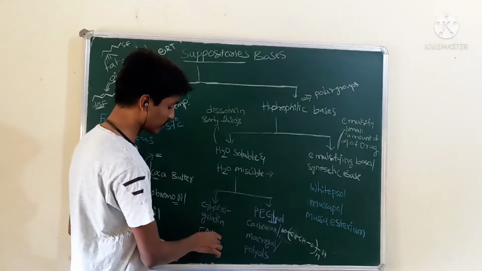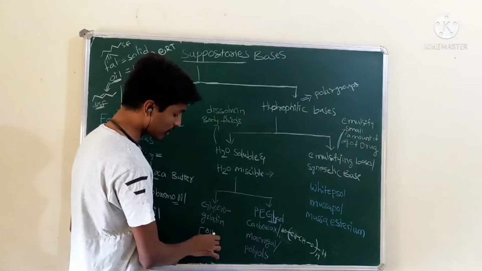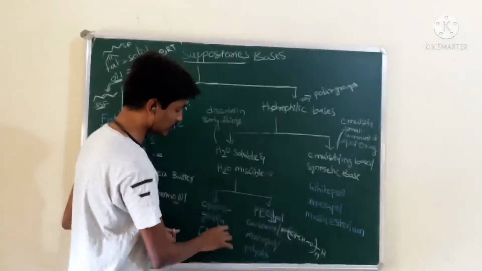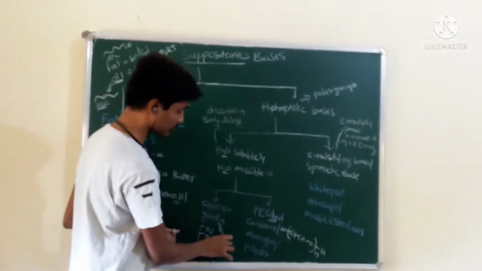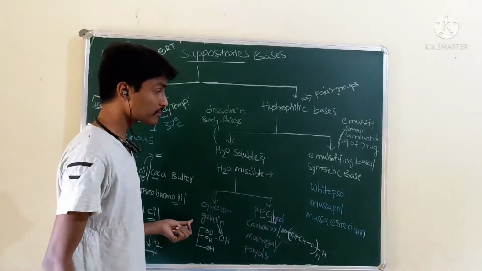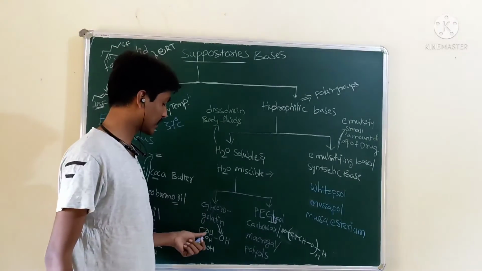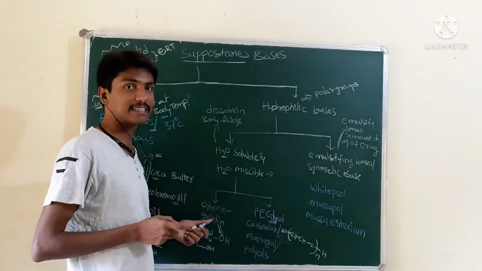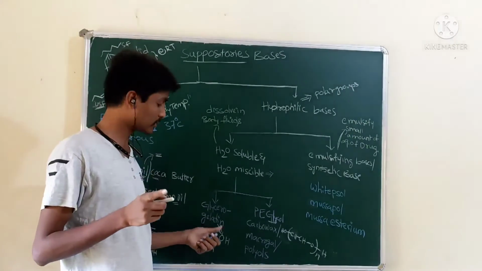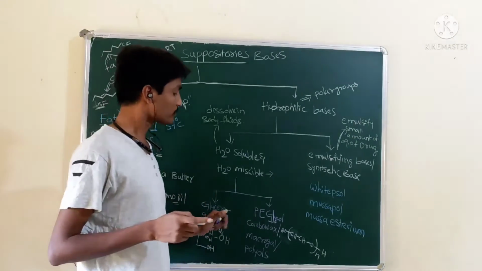glycerin. This is the formula of glycerin. Polar groups are there, so it is water soluble. Gelatin also contains polar groups, hence these are water soluble. Glycerin contains polar groups, water soluble. Gelatin also contains polar groups, hence it is water soluble.